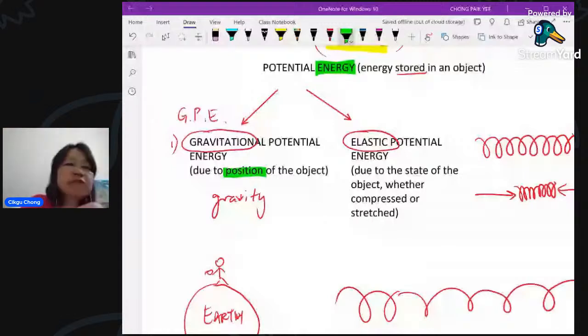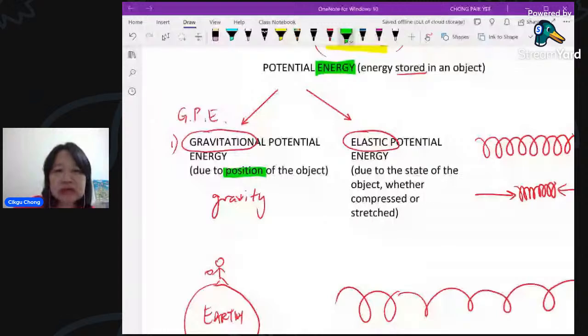gravitational potential energy. The hammer will have gravitational potential energy when you bring it up there. The higher it goes, the higher the gravitational energy. When it drops, the impact is higher, so it drives the thing down even deeper. Okay, so let's look at how to calculate.